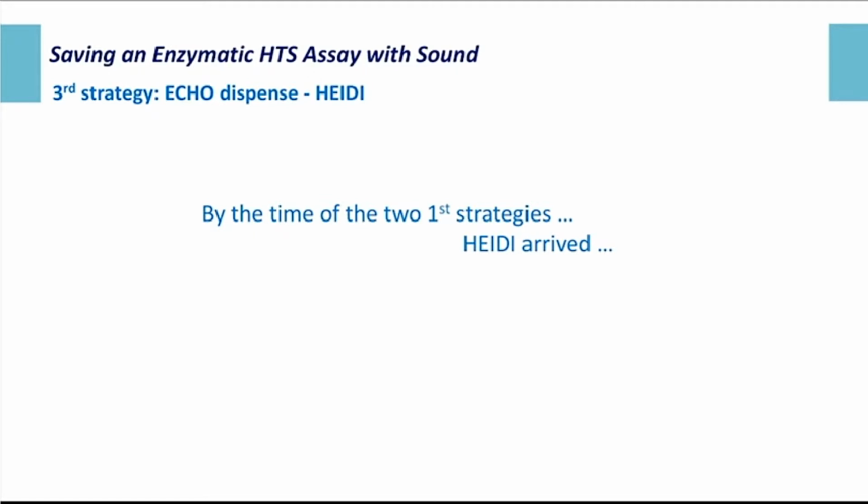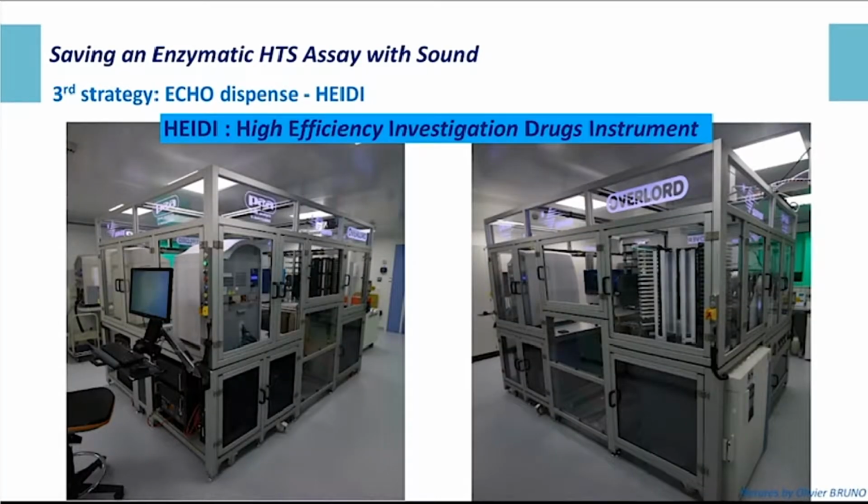In fact, even if we had been working for a long time at the compound management unit with the Echo to prepare the compound plate for the screening, we never had one on our own to play with for the assay development and the screening. So we designed a big robotic platform named HIDE, for High Efficiency Investigation Drug Instrument, and this platform has been designed around two Echoes, one 550 and one 525.